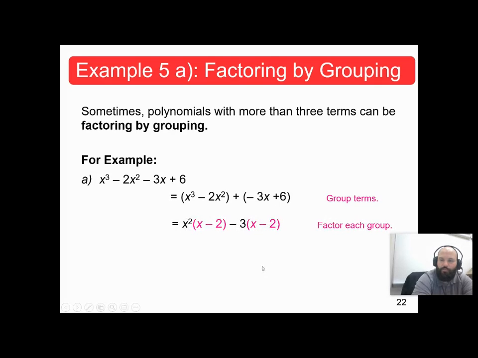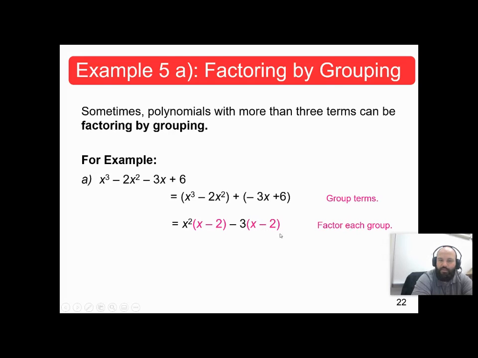The next thing that we proceed to do is take out the GCF. So in this case, we took an x squared out, and you can see we're left with x minus 2. In this case, we're going to take a negative 3 out, and we're also left with x minus 2. And this is a very key part of this grouping factoring technique: you have to be left with the same thing after you take the GCF out. So after I took x squared out, I was left with x minus 2. After I took negative 3 out, I was left with x minus 2.